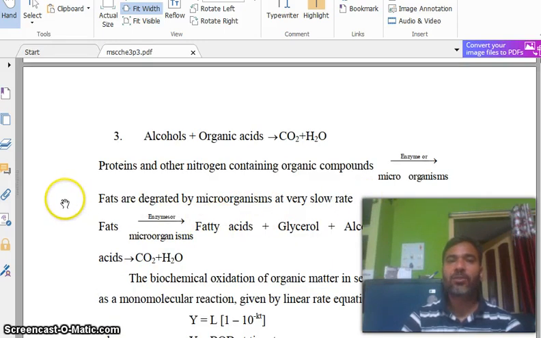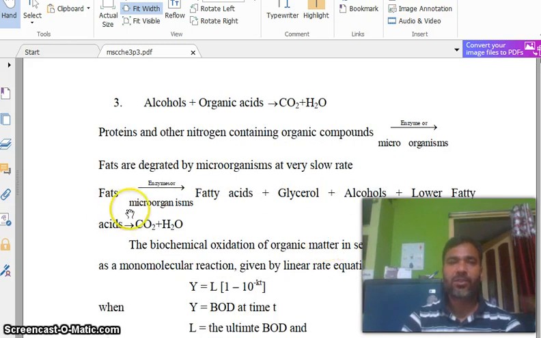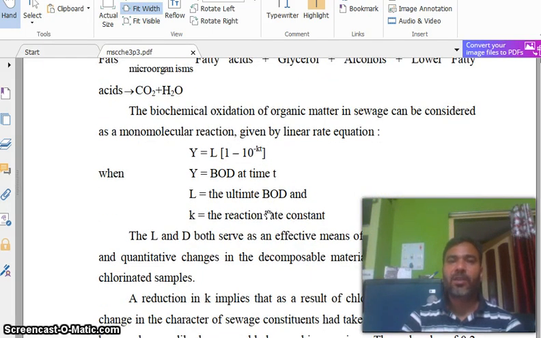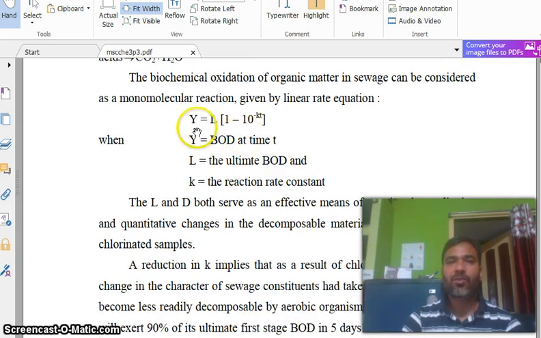Proteins and other nitrogen containing organic compounds undergo enzymatic action by microorganisms, and fats are degraded by microorganisms at a very slow rate. You see, enzyme, fatty acid, glycerol, alcohol, lower fatty acid, and then carbon dioxide, H2. So the biochemical oxidation of organic matter in sewage can be considered as a monomolecular reaction given by the linear rate equation.